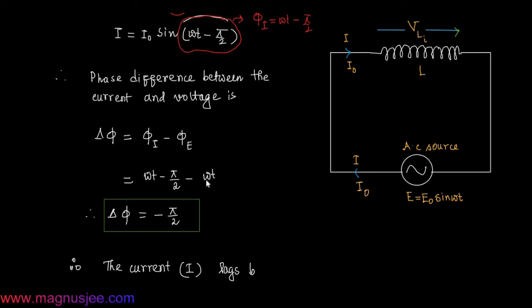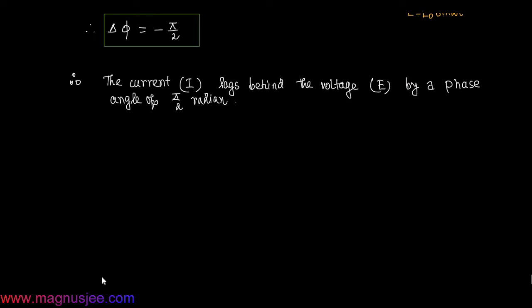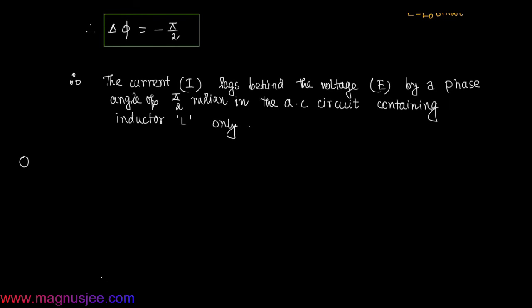Therefore, the current I lags behind the voltage E by a phase angle, or phase difference, of pi by 2 radian. The negative sign indicates that current lags behind the voltage by a phase angle of pi by 2 radian. Therefore, current lags behind the voltage by a phase angle pi by 2 in an AC circuit containing inductive coil only, or inductor only.